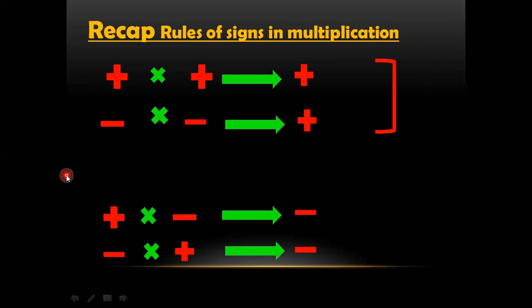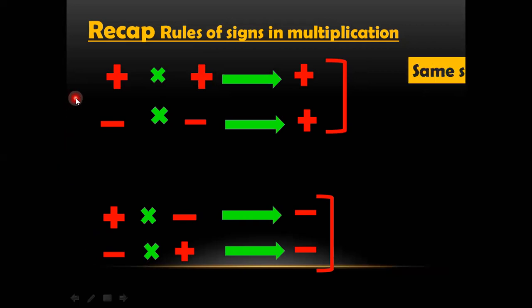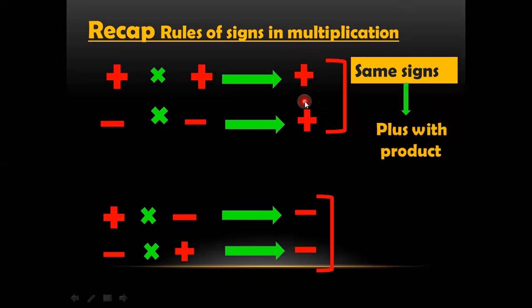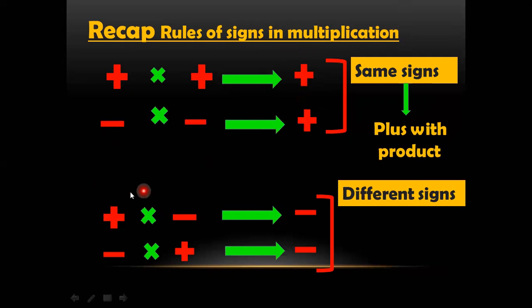So here we see that there are two types of cases. In the first case here, we see that there are same signs with the multiplicand and the multiplier. यहाँ भी plus है, यहाँ भी plus है, same signs. यहाँ भी minus है, यहाँ भी minus है, same signs. तो जब same signs हैं multiplicand और multiplier के, यानी उन दो terms के जो multiply हो रही हैं, तो what we are getting over here, we are getting as a product with plus sign. So the product is having a plus, and in this case we are having different signs.